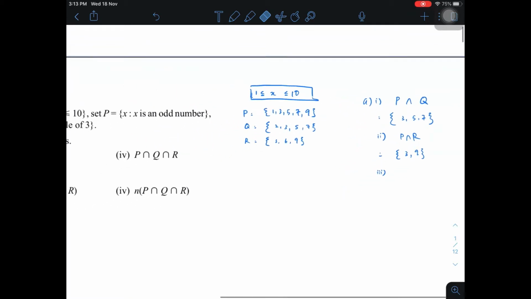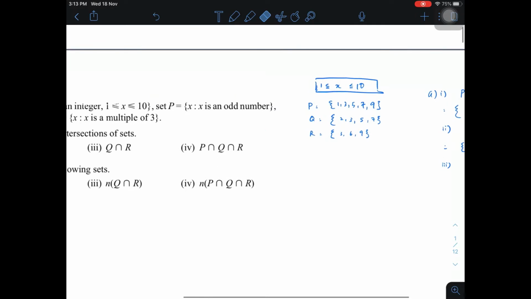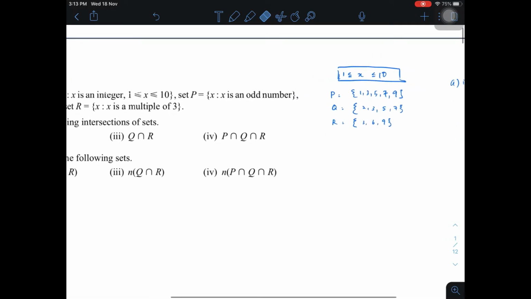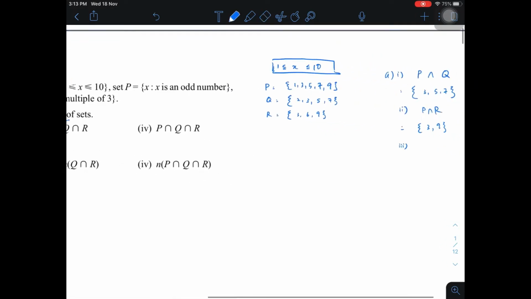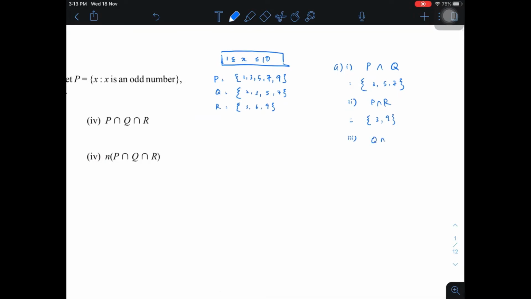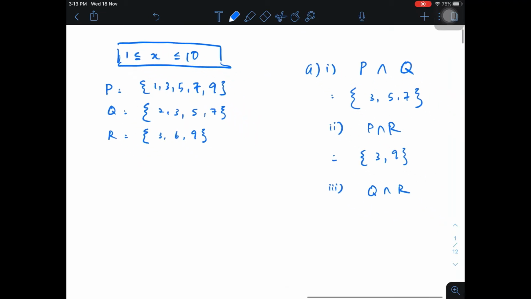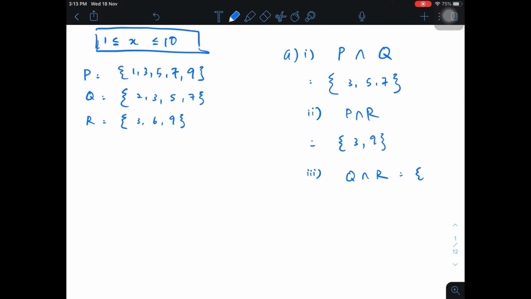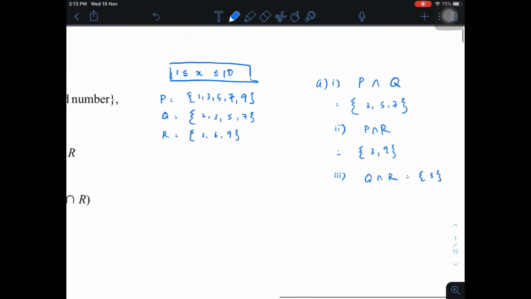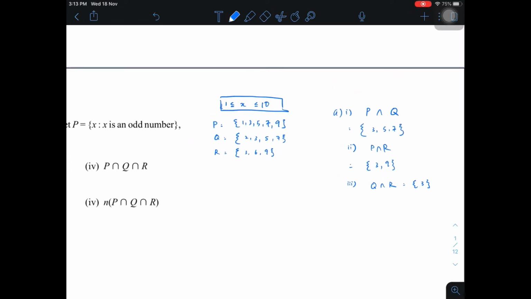The third one is the intersection between Q and R. So we also do this, Q and R. Again, right now we ignore P, and what's the similarity? It's 3, and that's all. It doesn't matter how many elements you have. You can have one, you can have none. That is not a criterion for it.